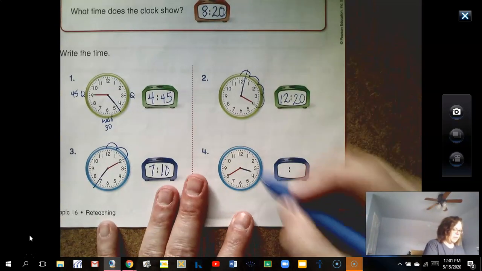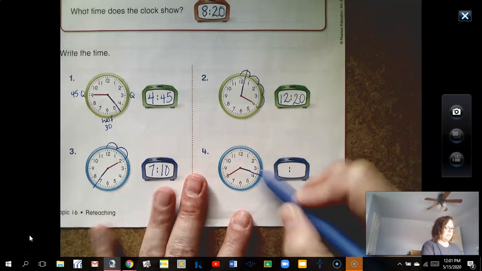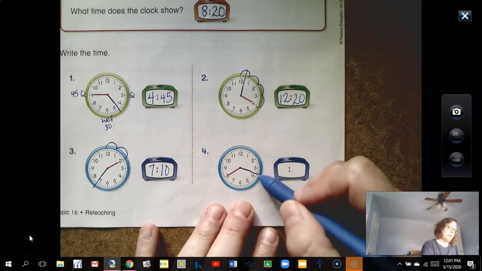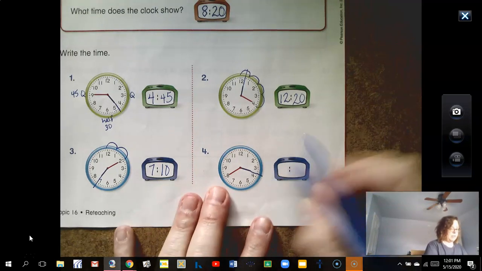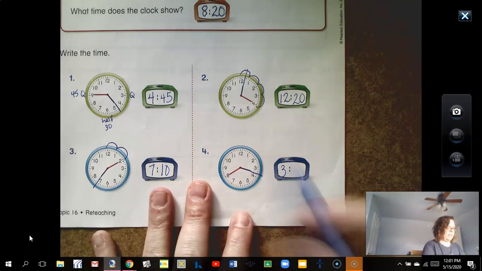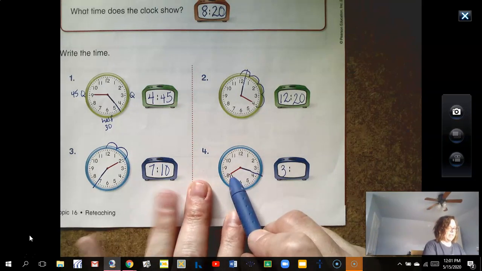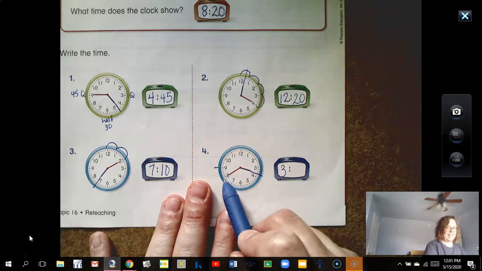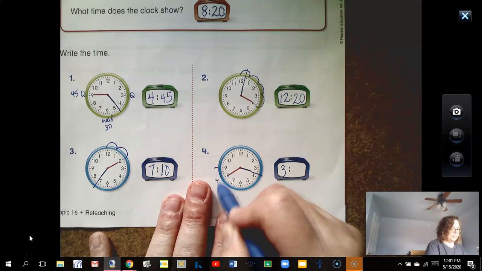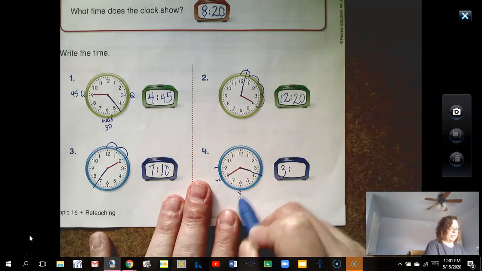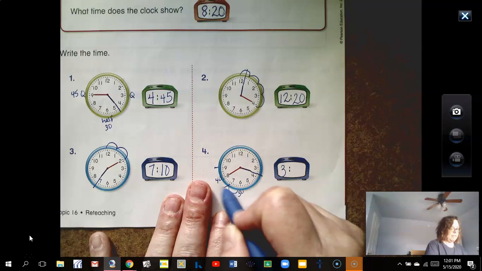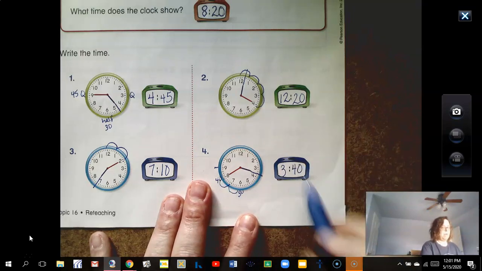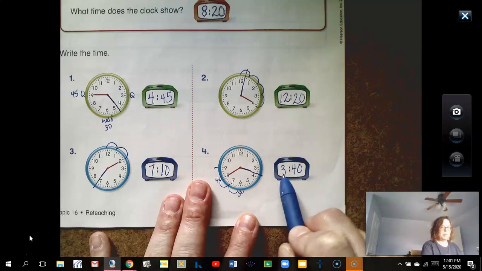Number 4, extend out that hand. It's between 3 and 4. It has not reached the 4 yet, so it is 3. And the minutes. Now, I know this is 45. So if I go 5 less, that is 40. Or if I start here at 30, 35, 40. So 3:40 or 40 minutes after 3.